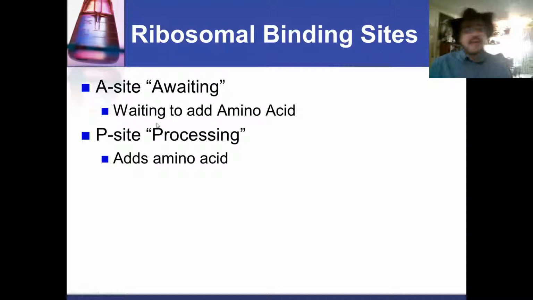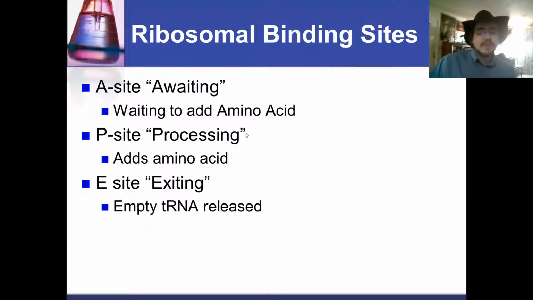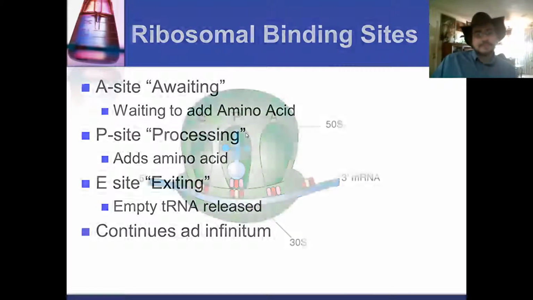So, bam, adds its amino acid. And then finally the E site, or the exiting site. So this is where a tRNA that has already added its amino acid to the chain and is now empty takes off. It's released from my mRNA. So an empty tRNA is released from the mRNA in the ribosome. And this just continues ad infinitum over and over again until you reach a stop codon.